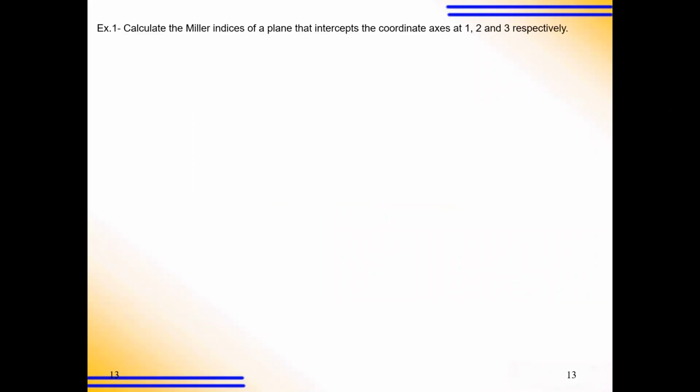आता इथे यांनी कॅल्क्युलेट करा म्हटलं की मिलर इंडायसेस ऑफ अ प्लेन दॅट इंटरसेप्ट द कोऑर्डिनेट ॲट एक्स axis, that is the 1, 2 and 3 respectively. So this is the 3 or 4 steps of finding the Weiss indices. So what is the procedure for finding this Miller indices? That is, prepare these 3 columns.